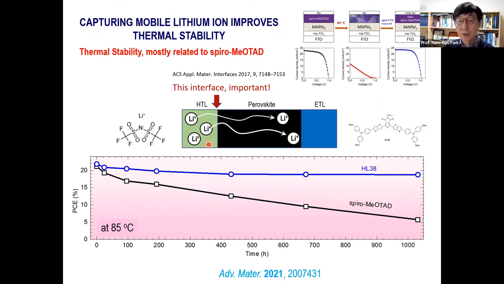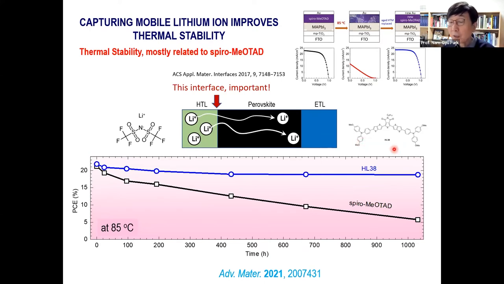And for instance, this is mostly at high temperature. The lithium TFSI, lithium cation, is migrated into the perovskite layer. Therefore, this migration induces some crystallization of the spiro, and the conductivity is lost by this lithium migration.